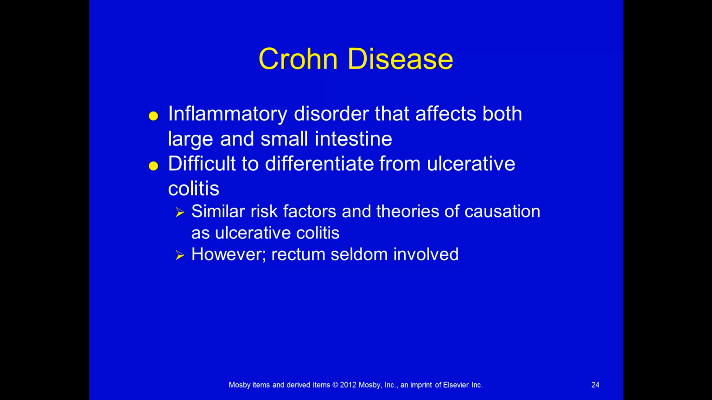The other inflammatory bowel disease is Crohn's disease. Again, it's an inflammatory disorder, but this time it's different from ulcerative colitis in that it affects both the large and small intestine. So that's a big difference from ulcerative colitis. Sometimes it can be difficult to differentiate from ulcerative colitis because there are similar risk factors and similar theories of causation. But again, the rectum is very seldom involved in Crohn's disease, whereas for ulcerative colitis, that's where it usually starts. So where the lesions originate can be part of the differential diagnosis for ulcerative colitis versus Crohn's disease.